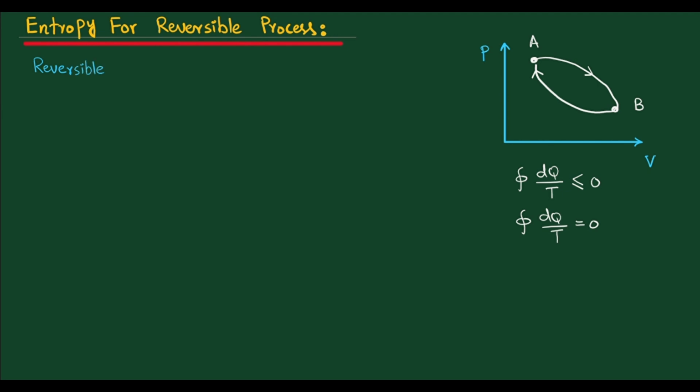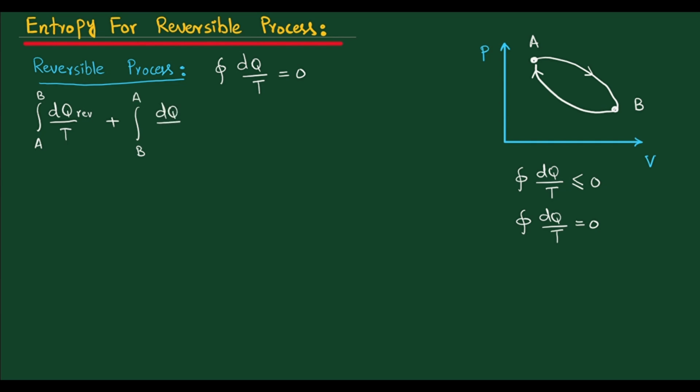For reversible process, we are considering Clausius theorem. The closed integral dQ over capital T is equal to 0. If we break this integral, as the cyclic process goes from A to B and then B to A, we can break this integral into the integral from A to B of dQ reversible over capital T, plus the integral from B to A of dQ reversible over capital T, is equal to 0.